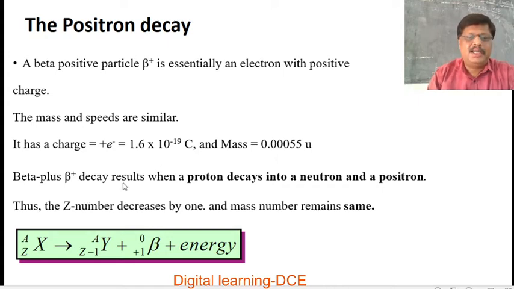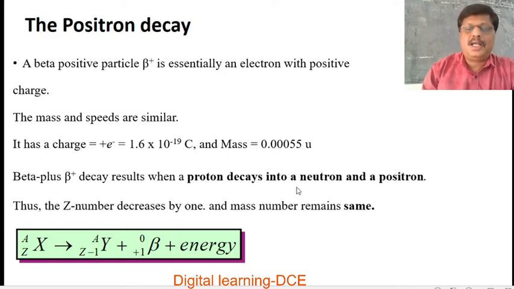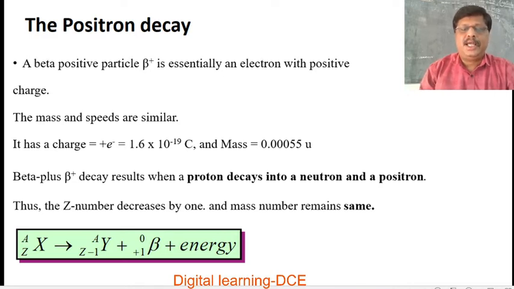Beta plus decay results when a proton decays into a neutron and a positron. That means it takes place in nuclei with a higher proton number compared to the neutron number. In beta minus decay, a neutron is converted into a proton by emitting the beta minus, nothing but an electron. But in positron decay, a proton decays into a neutron and a positron. Thus, the atomic number decreases by 1 and the mass number remains the same.